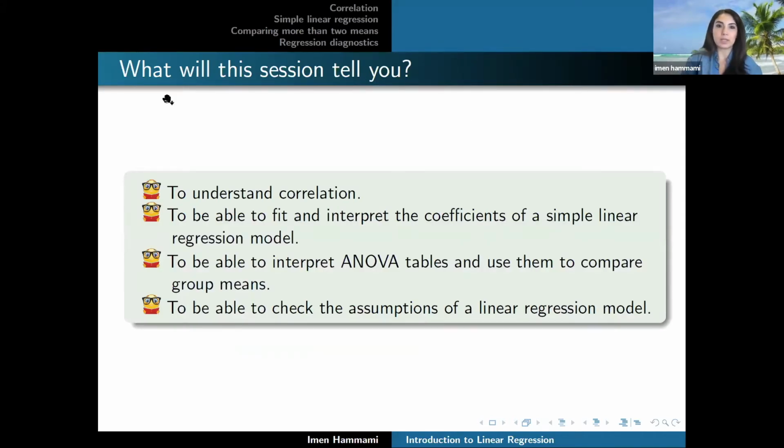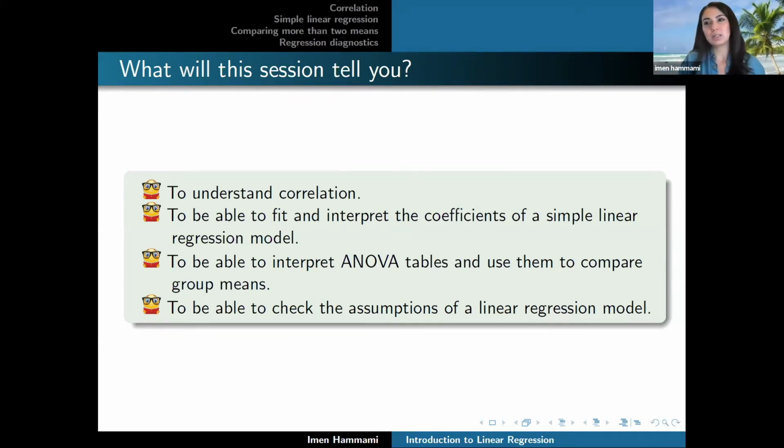In this session, we are going to get a little bit familiar with the linear regression model, simple ones actually. We're going to look into correlation and what it means. We're going to run linear regression models in R and interpret the output. We are going to explain ANOVA tables and how to use them to compare group means. And then the last bit is about the assumptions of a linear regression model.